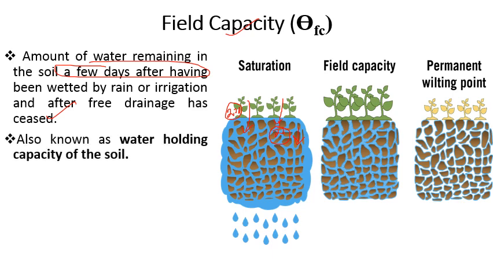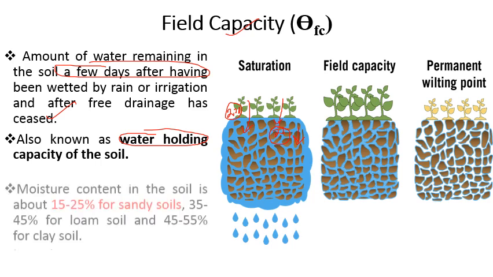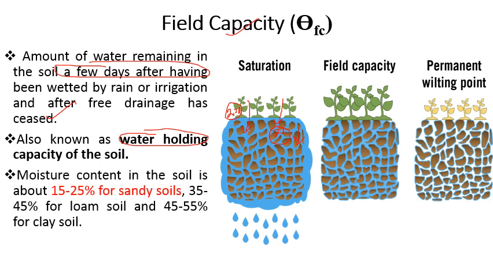So it is also known as water holding capacity of the soil. इसे हम water holding capacity भी कहते हैं. Then moisture content in the soil is about 15 to 25% for sandy soil, 35 to 40% for the loam soil, which is the best soil for agriculture, and 45 to 55% for clay soil. So as the size of particle is smaller, the water holding capacity is greater.